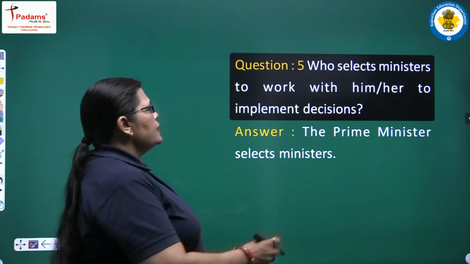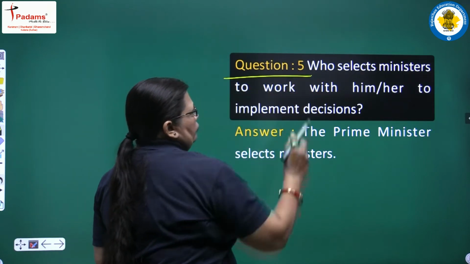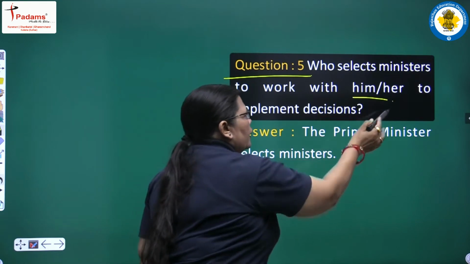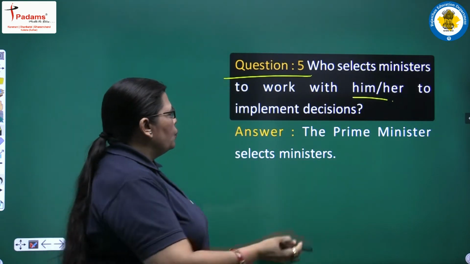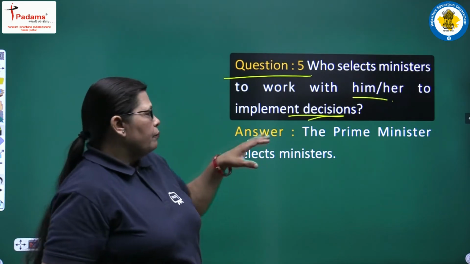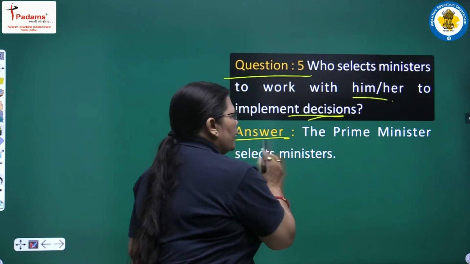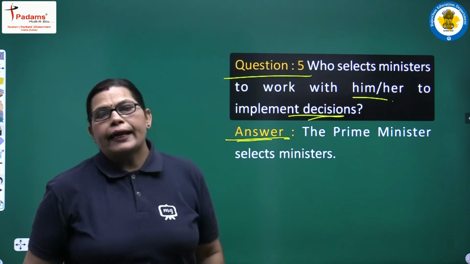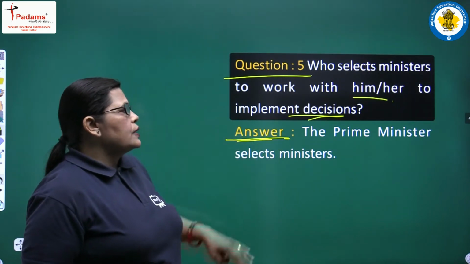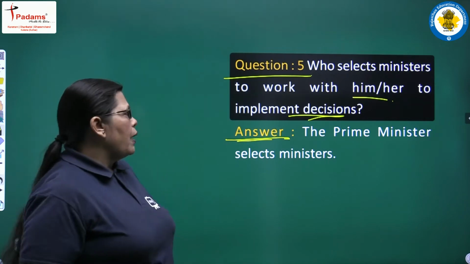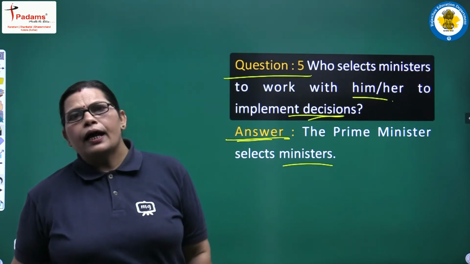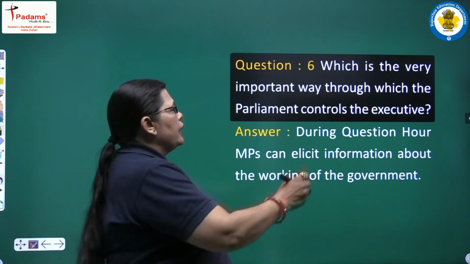Our next question is here. Who selects ministers to work with him or her to implement decisions? Yes, our answer is here. The Prime Minister selects ministers, and what is the Prime Minister's work? To select the members to implement different decisions in the Lok Sabha.